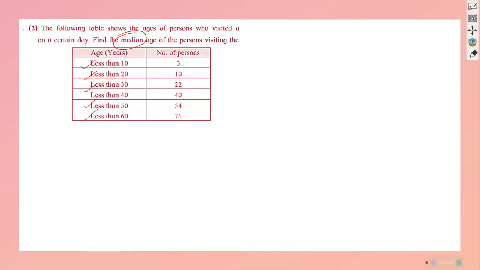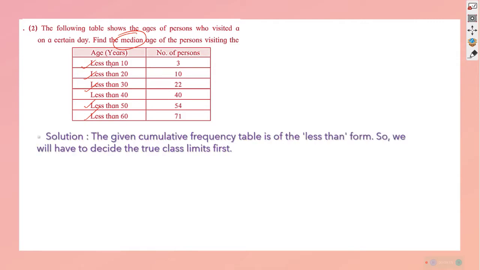So the given cumulative frequency table is of the less than form. That means we'll have to decide the true class limits first. We know that the less than cumulative frequency is associated with the upper class limit. So the upper class limit of the first class is 10 and that of the next class is 20. From that we can conclude that the class interval is 10. And in this way we can say up to 50, 60 we have to make different class intervals. So let us do that first.